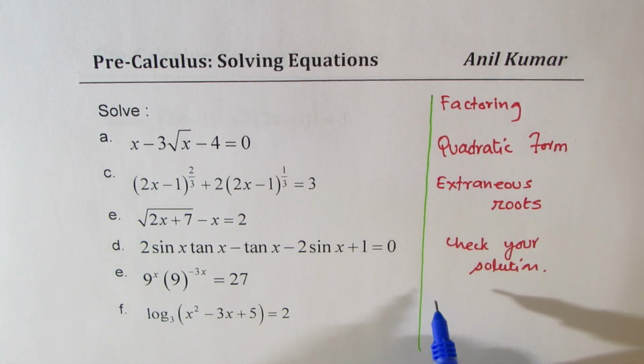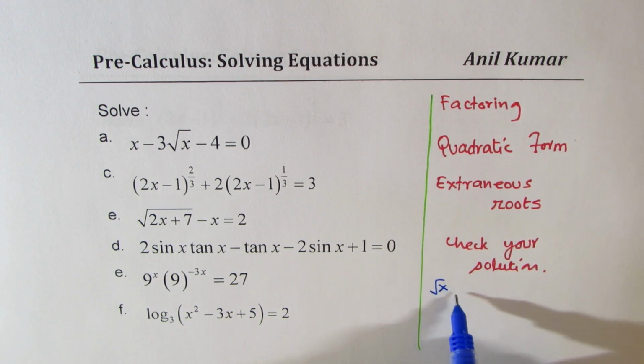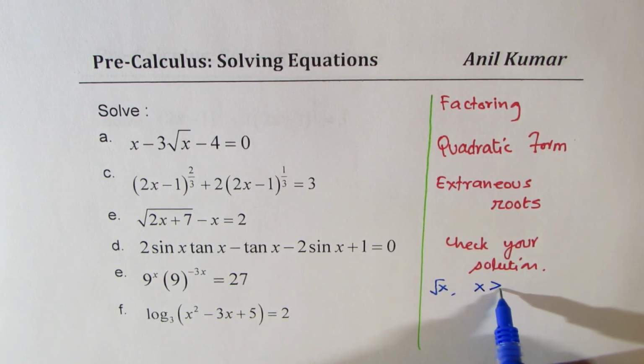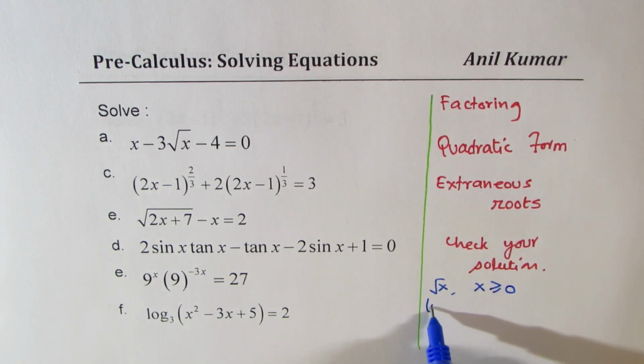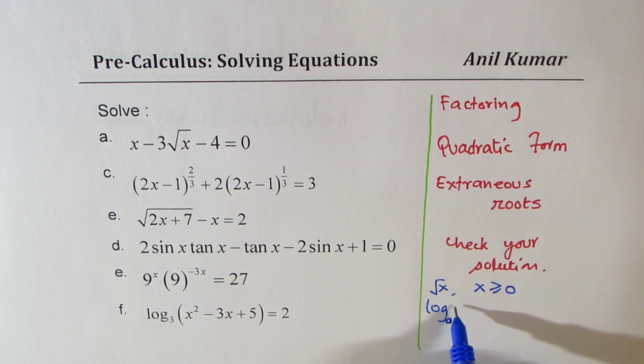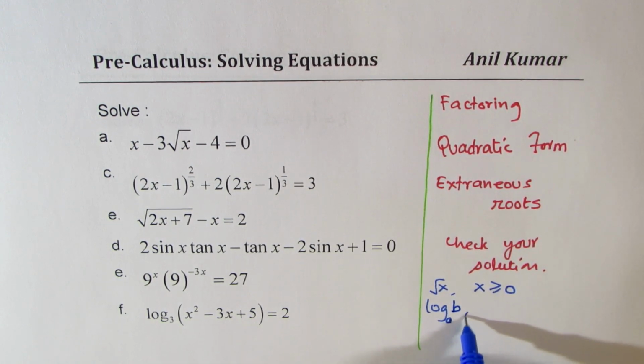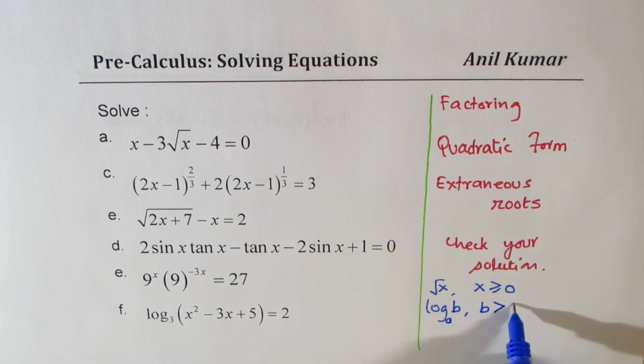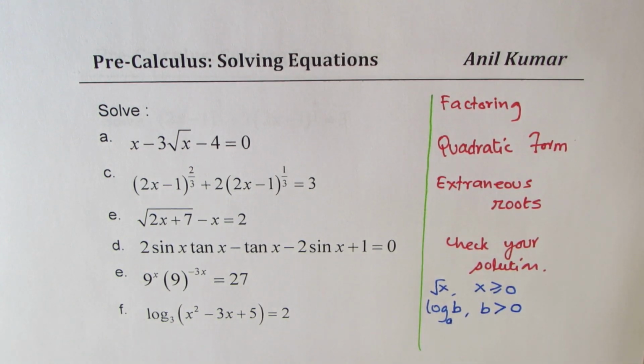Clearly square root x, for example. That means x should be greater than or equal to 0. And if we have log of a function, let's say log base a of b, we know that b should be greater than 0, right? So these are the restrictions which you need to look for. And of course, trigonometric functions have their own. So let's see how to solve these equations.